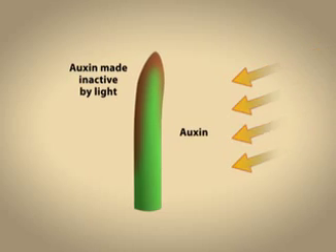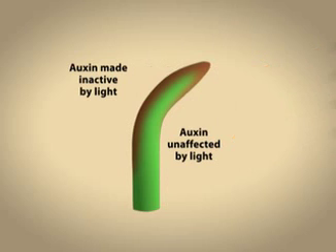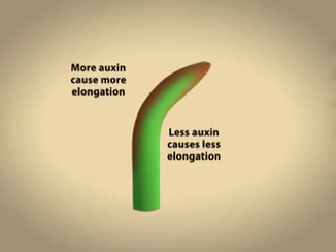However, if the light stimulus is unidirectional and only one side of the shoot receives light, then the auxin will move away from the light to the dark side of the shoot, where the greater concentration of auxin will stimulate growth. The greater number of cells on the dark side will cause the shoot to bend towards the light. The stem is considered to be positively phototropic.